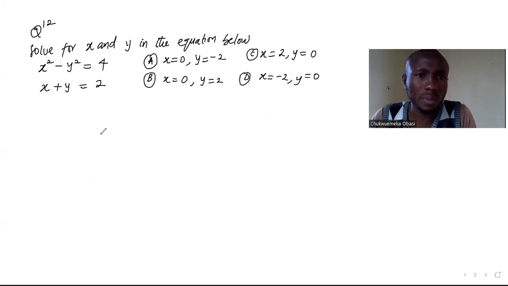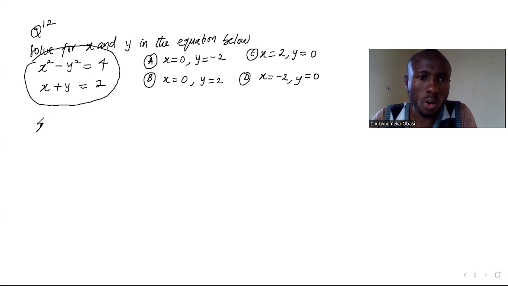Now it says, solve for x and y in the equation below. We have a simultaneous equation here. And of course, you know how to solve simultaneous equations. Let's call x squared minus y squared equation 1. And let's call x plus y equal to 2 equation 2.